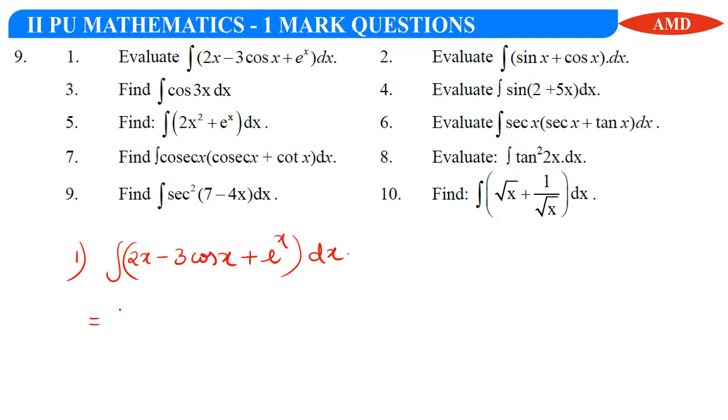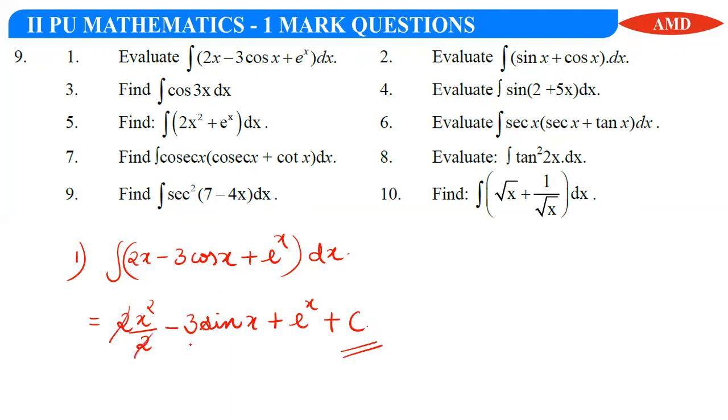So usually what we do is, if a constant is there along with the function, that constant is written as it is. Then the integral of x here is x square by 2, minus 3 will be written as it is since it is a constant, and the integral of cos x is sin x plus integral of e power x is e power x itself plus c. Don't forget to write plus c, students. You might lose a mark.